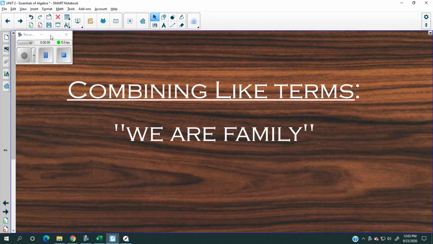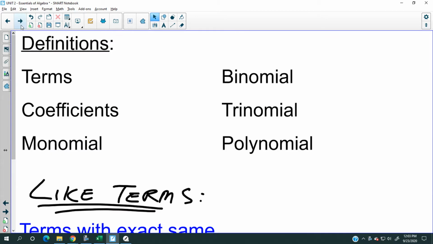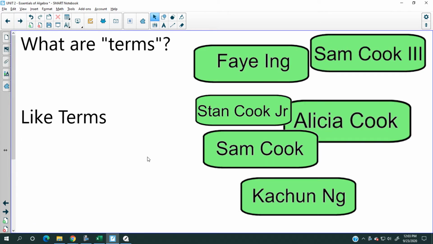Okay, so today's lesson is combining like terms. Now, here you already see that it says we are family. One of the things I want you to understand is that combining like terms is kind of like families, right? Now, you already know what a term is, right? A term is a part of a mathematical sentence that we're separated by plus and minus signs. So the question is, well, how do we combine like terms? And again, this is not exactly a new topic for you. So I'll give you an example.